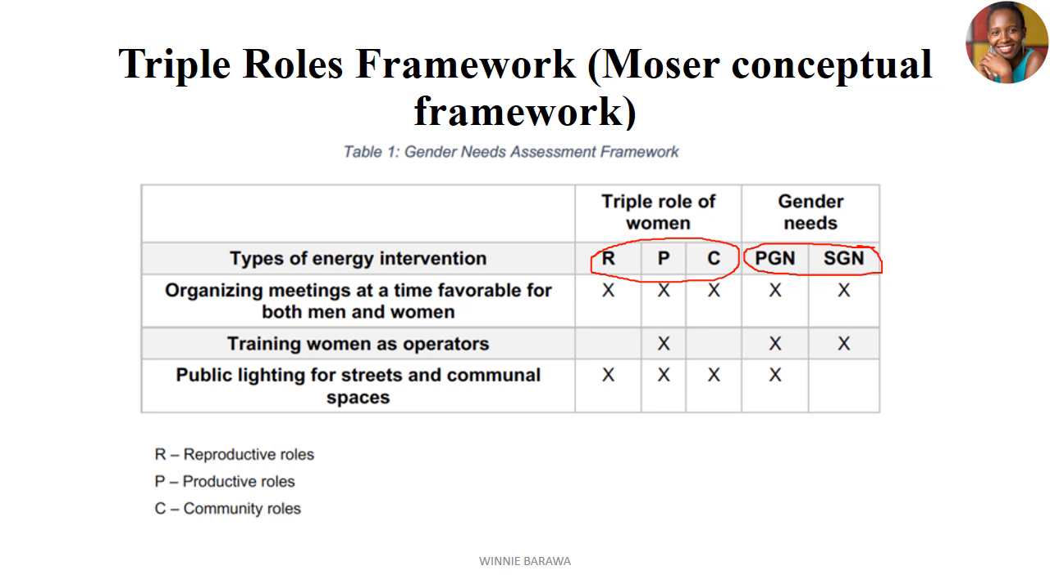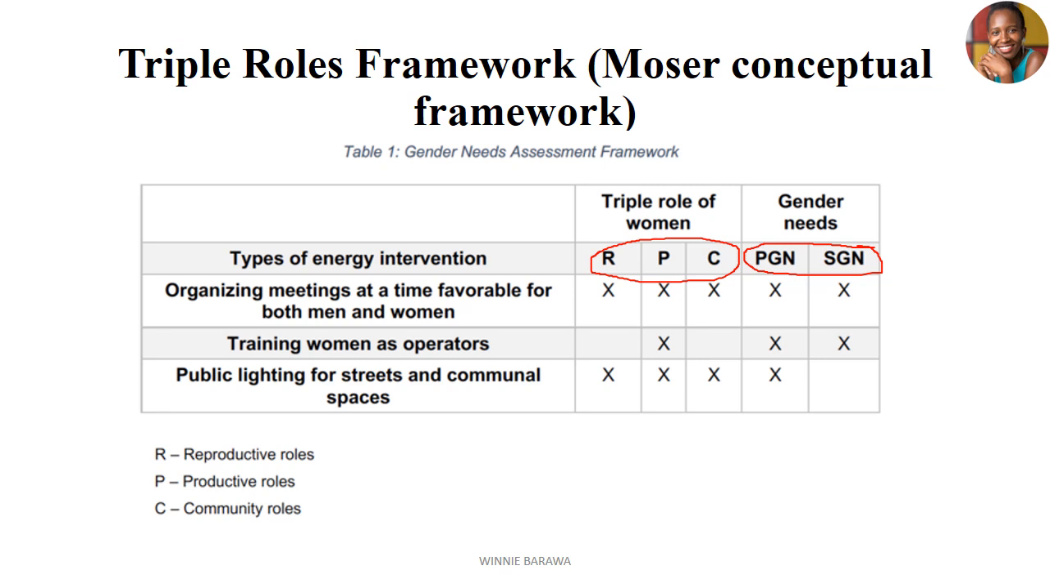So for example, when you're organizing a meeting and you are looking at the time favorable for both men and women, then you need to appreciate that the meeting is going to affect all the roles in the community. It's going to affect the women's reproductive role, the productive, and the community role. And so the needs will cut across. But again, if you're training women to be, let's say, machine operators, then it's more of an income generating activity and it's going to contribute to the economy. So the role being affected here is the productive role of women.